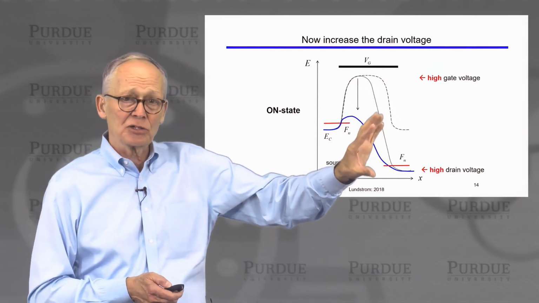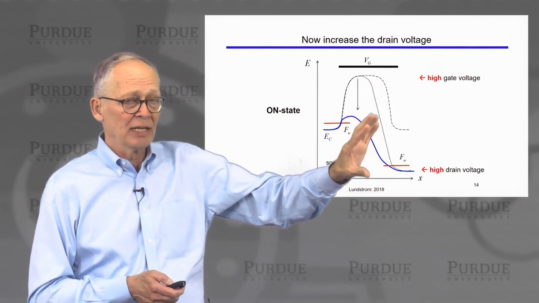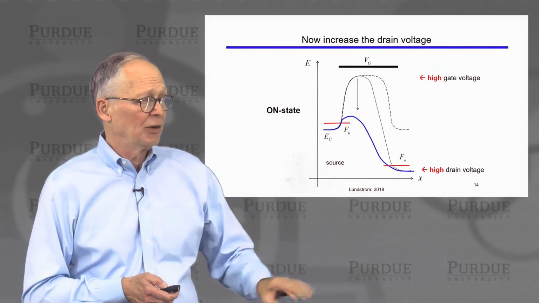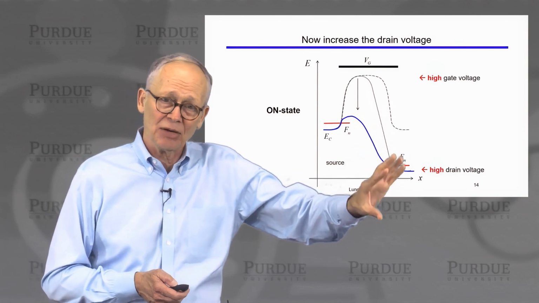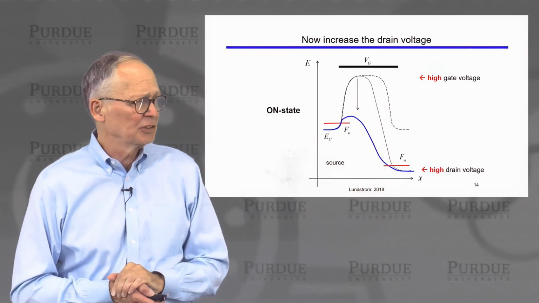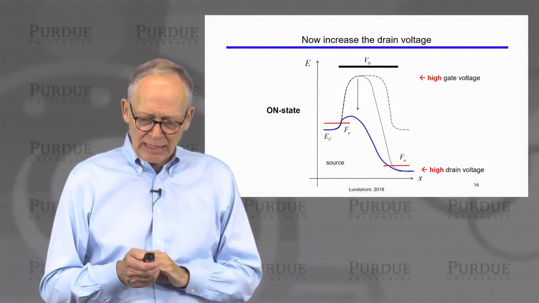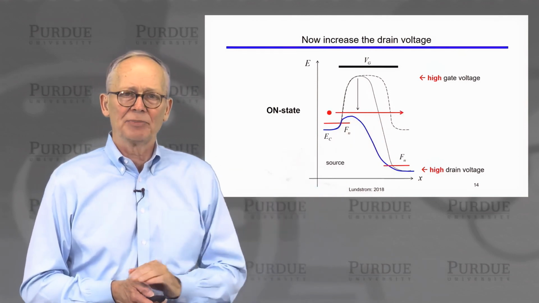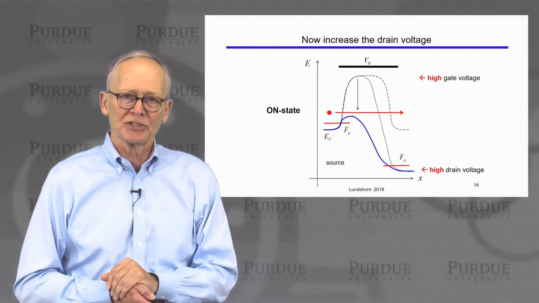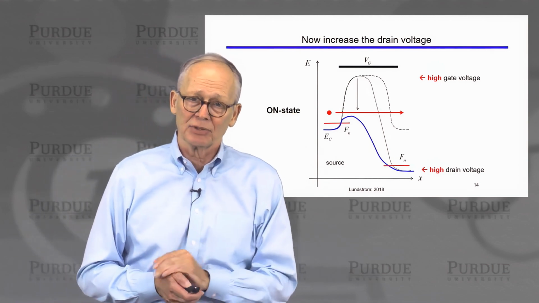If we apply a large voltage to the drain, we pull everything in the drain down. We pull the Fermi level, or now we would call it the quasi-Fermi level, down along with the conduction and valence bands. And now we have a situation where electrons can easily hop over that barrier and just flow across the channel and out the drain, and current flows.